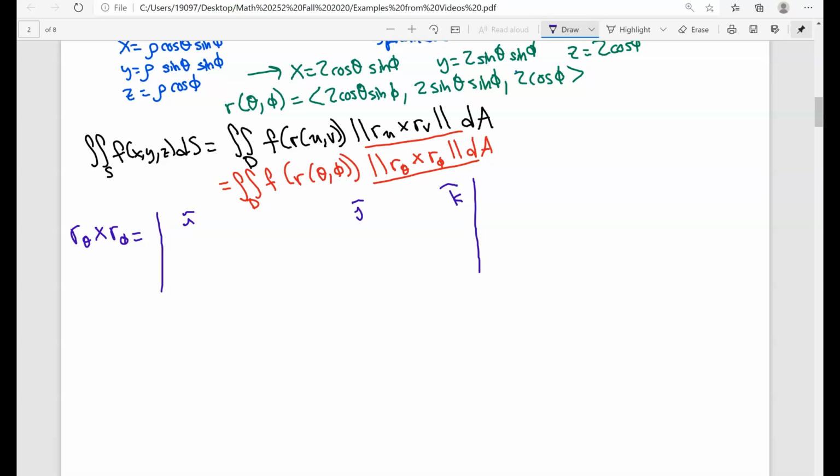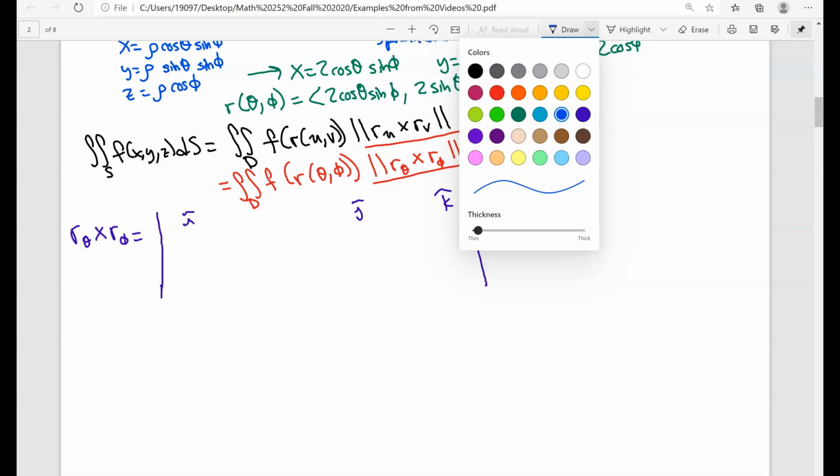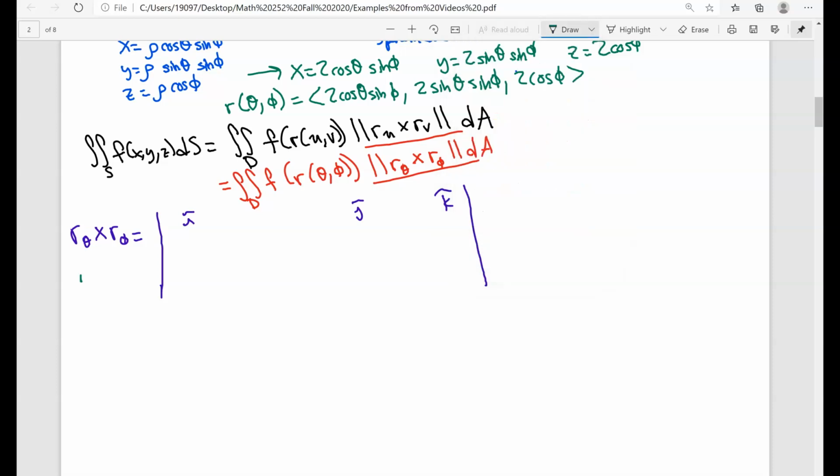Okay, I didn't need that much space, but whatever, doesn't matter. All right, so now what's going to go in the first row? In the first row, after the i, j, k, is going to be the partial derivative with respect to theta.